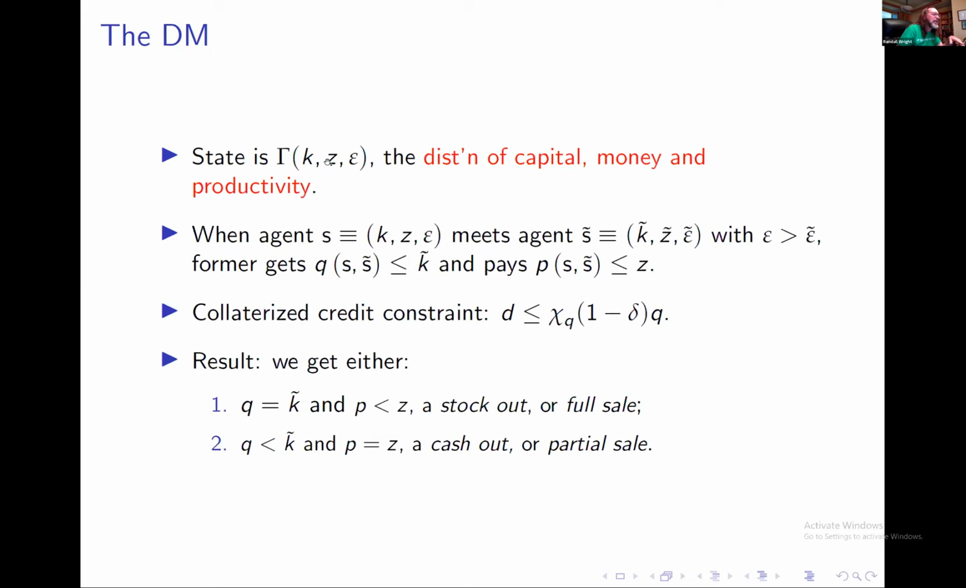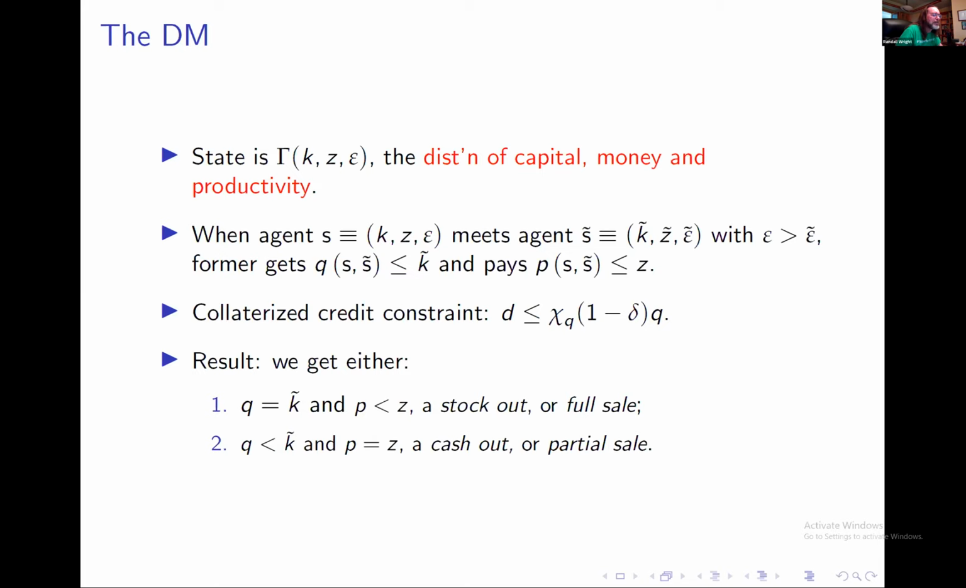The state of the economy is the distribution of capital, liquidity, and productivity. And in the decentralized market, when two agents in different states meet, the one with the higher productivity is going to get some amount of capital and make a payment. And they're both constrained. You can't buy more capital than the seller has, and the seller can't ask for a larger payment than the buyer is able to make. So the buyer can pay out of their liquid assets. They can also get some credit. And the quantity of capital I buy, after depreciation, can be used as collateral. Perhaps there's a chi, more like a haircut parameter, so perhaps I can't use all my capital as collateral.